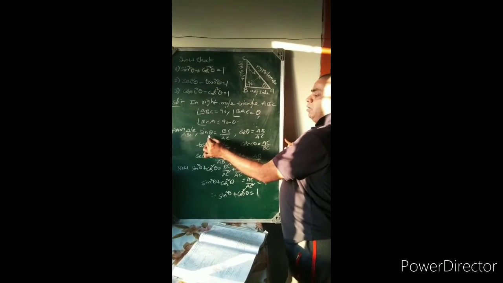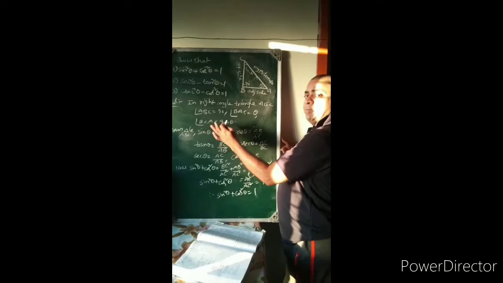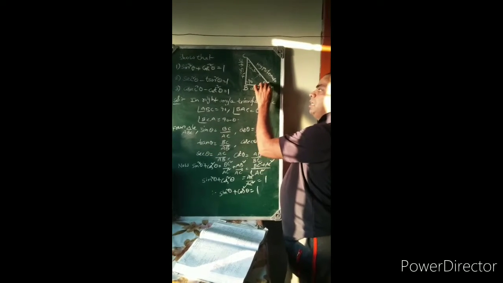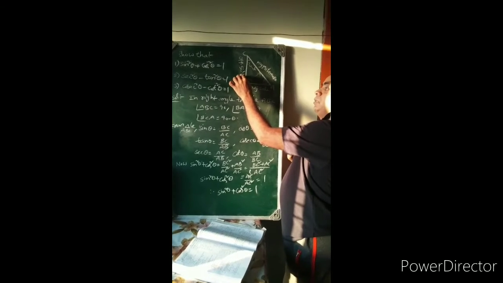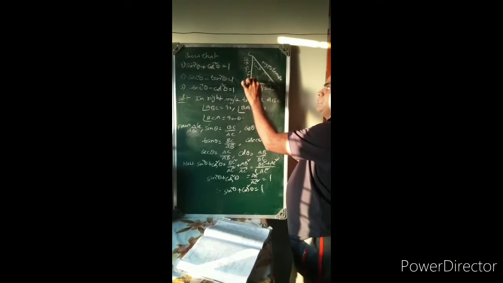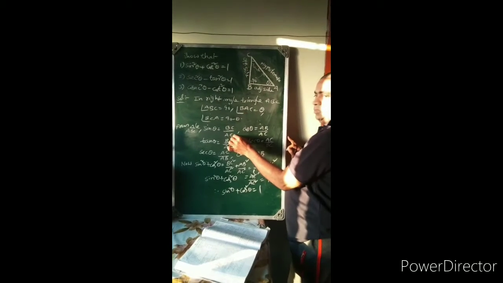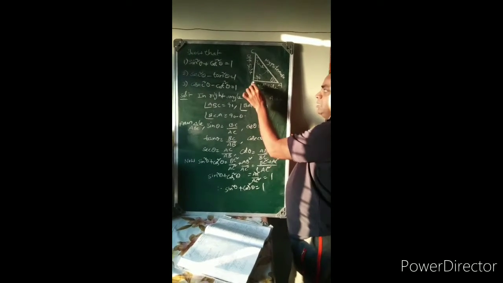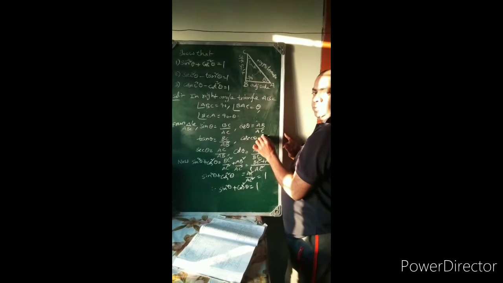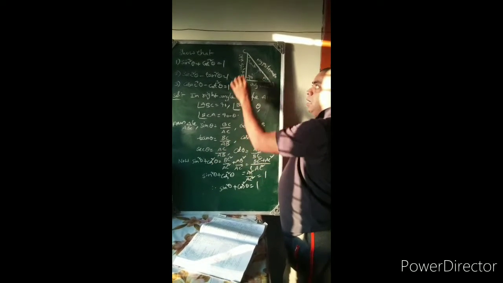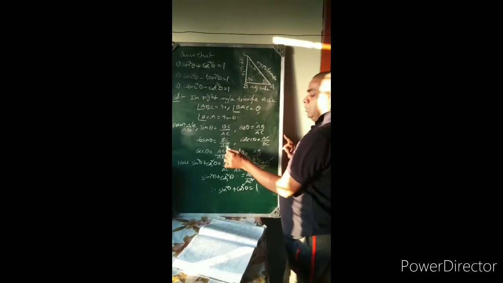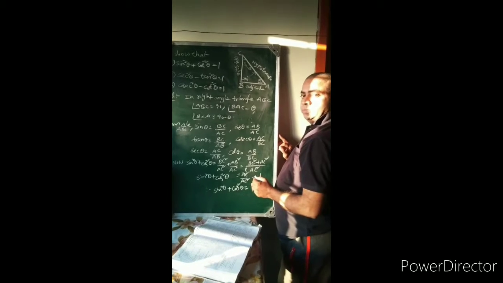So I am writing the formulas of the trigonometric ratios. Sin theta, according to the formula, is opposite side by hypotenuse. Opposite side to theta by hypotenuse, that means BC by AC. Cos theta is adjacent side to theta by hypotenuse, AB by AC. Tan theta is opposite side to theta by adjacent side to theta, that is BC by AB.